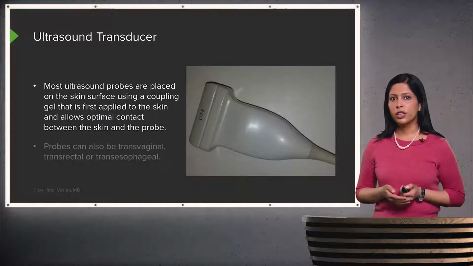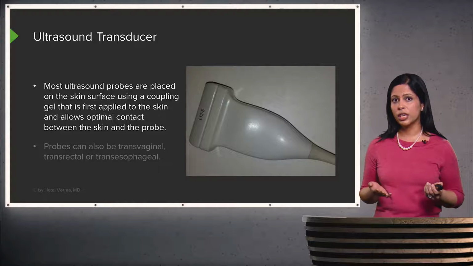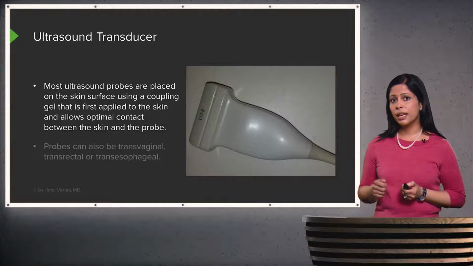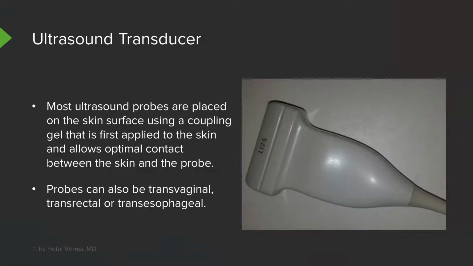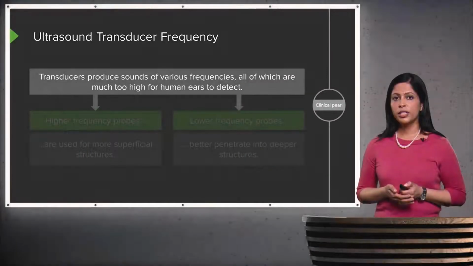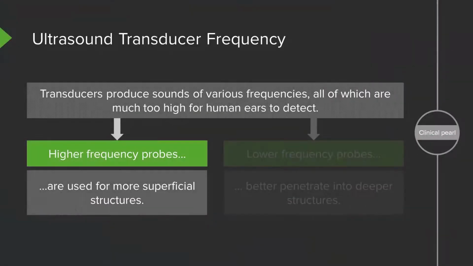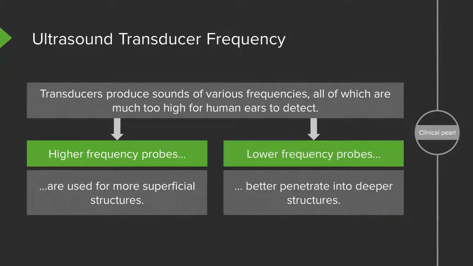This is an example of an ultrasound transducer, which is also called an ultrasound probe. This is placed on the skin surface using a coupling gel that's applied to the skin first, and this allows for the best contact between the skin and the probe. Probes, however, can also be transvaginal, transrectal, or transesophageal. Transducers produce sounds of many different frequencies, and all of them are a lot higher than what humans can hear. Higher frequency probes are used for more superficial structures, and lower frequency probes are used to penetrate deeper structures.